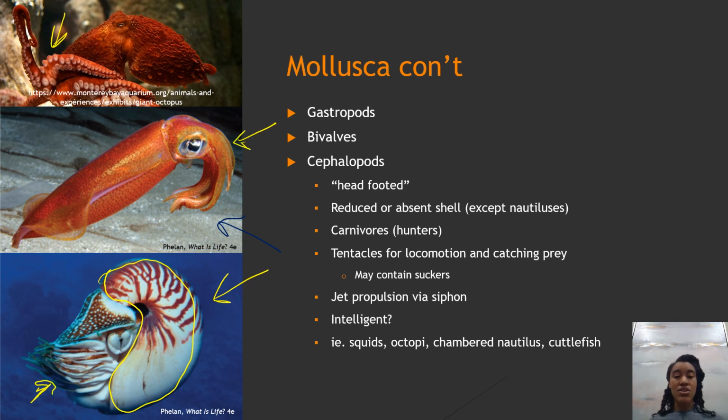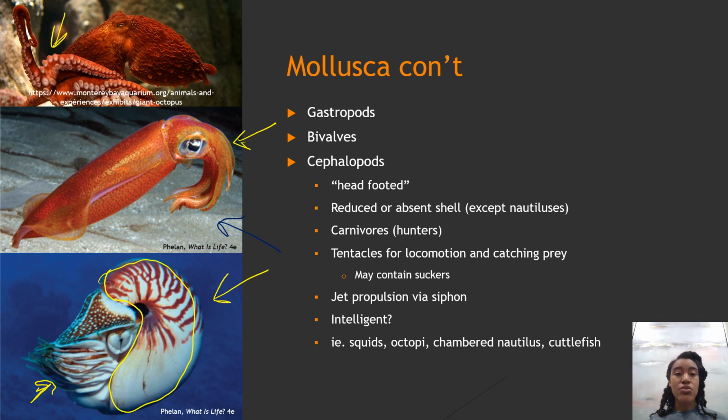And they can use these tentacles for catching their prey and holding them, and then bringing them closer to their mouths. They can also use their tentacles for locomotion, so they can use them to basically walk or swim to get from place to place, or to help them catch prey or escape predators.